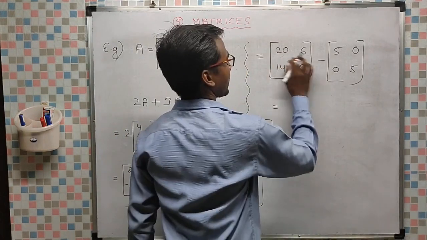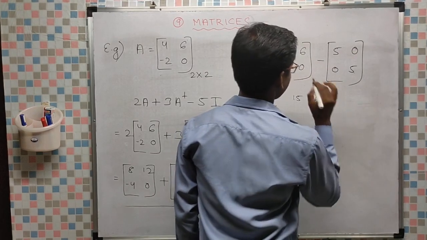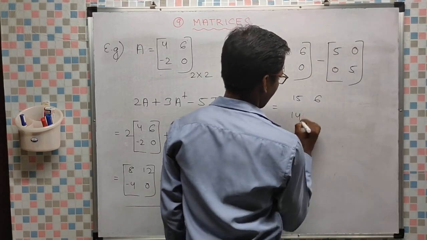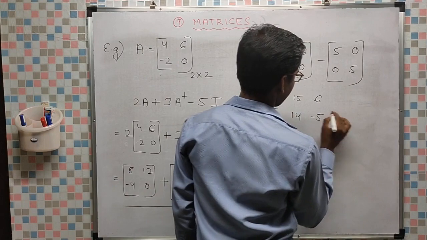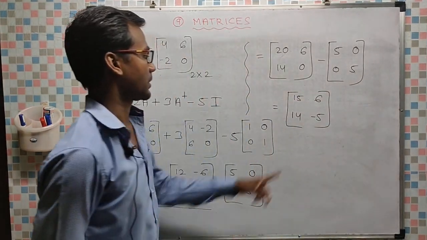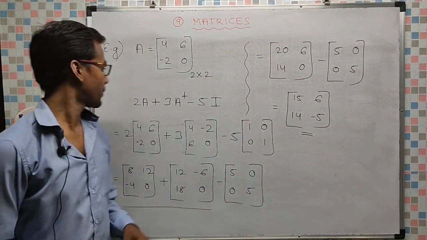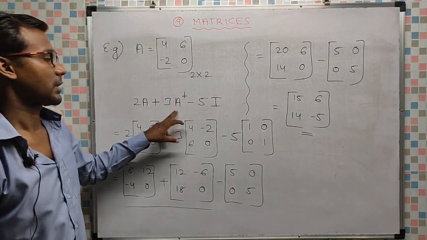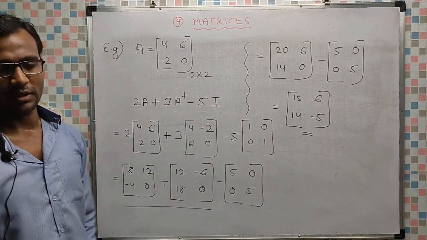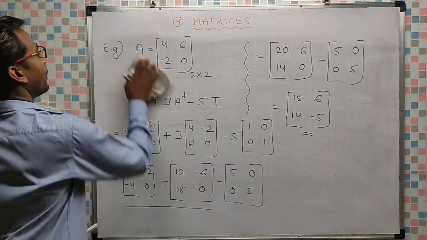This is equal to 20 minus 5 gives you 15. 6 minus 0 gives you 6. 14 minus 0 gives you 14. 0 minus 5 gives you minus 5. So this is the answer. This is the value of 2A plus 3A transpose minus 5Y. Let us move to another example.